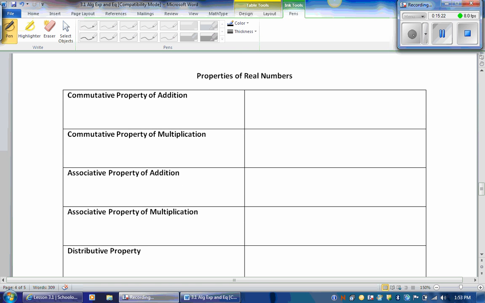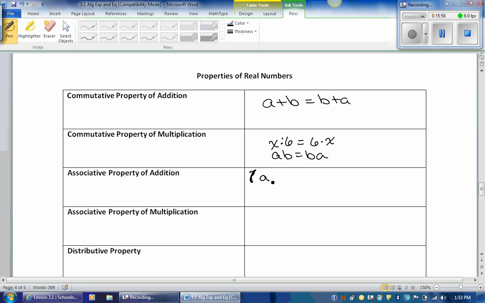Okay, so properties of real numbers, this is something that you've been doing for a really long time. So we're going to move kind of quick through this and just give you basic examples. Commutative property of addition would be a plus b equals b plus a. So essentially they're just switching positions. Commutative property of multiplication, same type of thing. X times 6 would be equal to 6 times x. Okay. Associative property of addition. Let's say I have, or I'm sorry, this should be AB equals BA, either way.